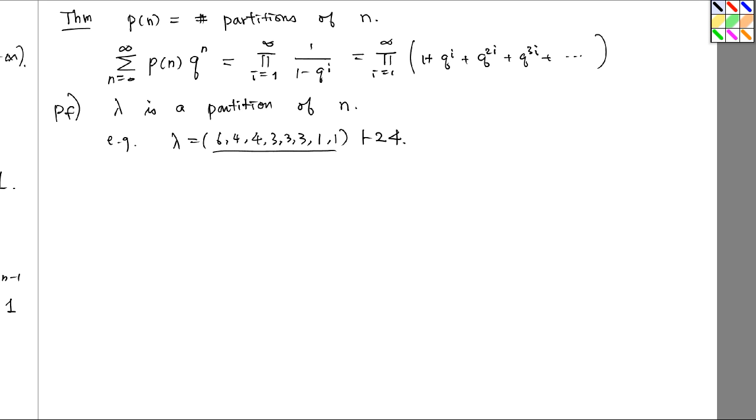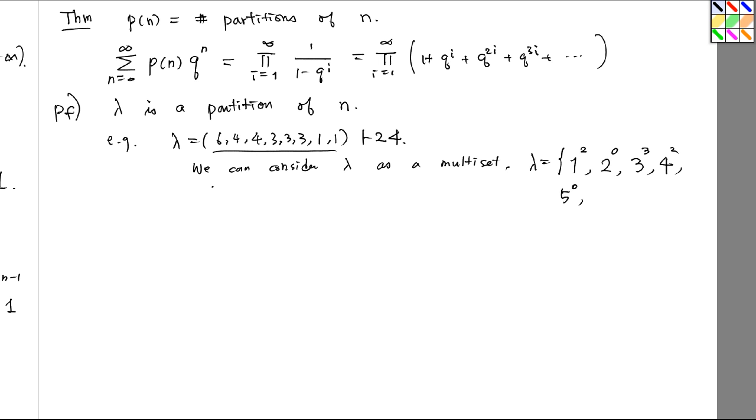So you can think of this as a multiset. You can consider lambda as a multiset, so that means lambda equals: there are two ones, nothing for 2, the number of 3's is 3, the number of 4's is 2, the number of 5's equals 0, the number of 6's equals 1, and everything after is 0. This multiset notation means the number of 1's equals 2, the number of 2's equals 0, the number of 3's equals 3, etc. So what really matters is the number of parts equal to i.